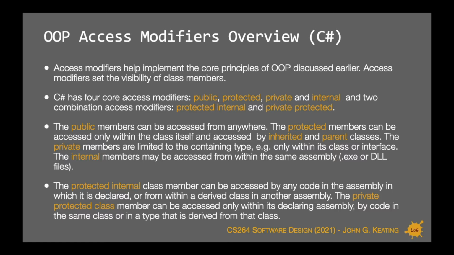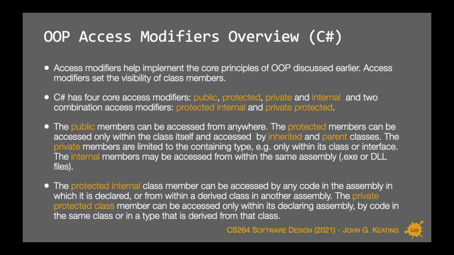Public members can be accessed from anywhere. Protected members can be accessed only within the class itself and by inherited and derived classes. Private members are limited to the containing type. Okay, so that could be an interface or something. And internal members can be accessed from within the same assembly. That's an .exe file or a DLL, a dynamically loaded library. You see these when you're programming in Windows type environments.